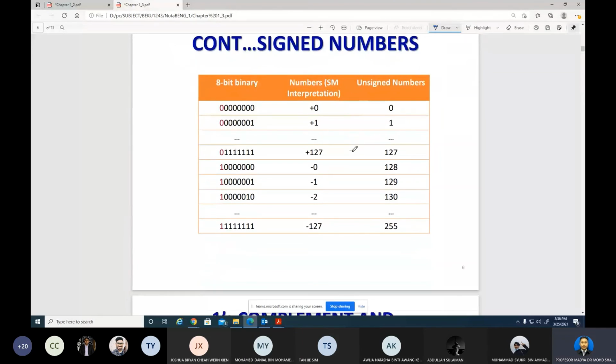So this is some example you can see. The difference between the positive value and the negative value is just on this part. The rest is the same. This value is 127, and the other is also 127, but the difference is the sign. So this is positive and this one is negative.